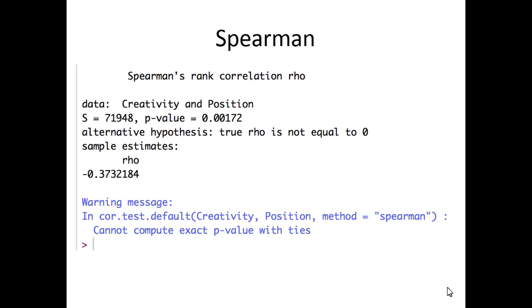As creativity goes up, rank goes down, which is kind of backwards, right? Until you think about that as a picture. So ranked data is hard to work with. So we've got position, first, second, third, fourth, fifth, and then creativity. So as creativity goes up, position goes down. That would be positive.